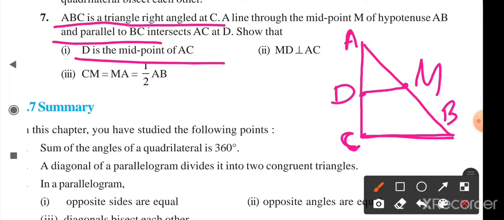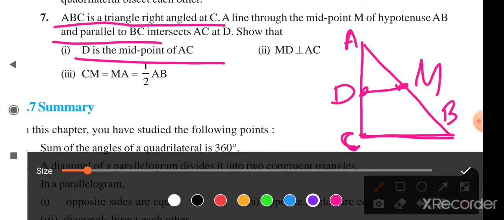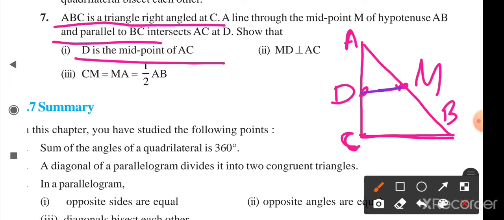D is the midpoint of AC. This you can just prove with the converse of the midpoint theorem. You can see that M is the midpoint of AB and MD is parallel to BC, so by the midpoint theorem you can say that D is also the midpoint of AC. You can prove it.